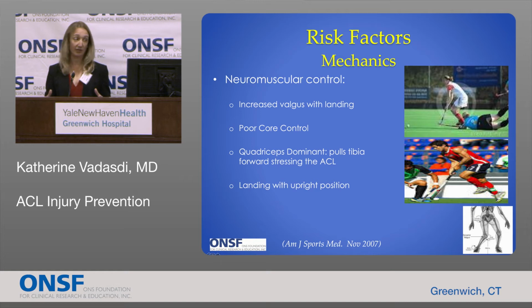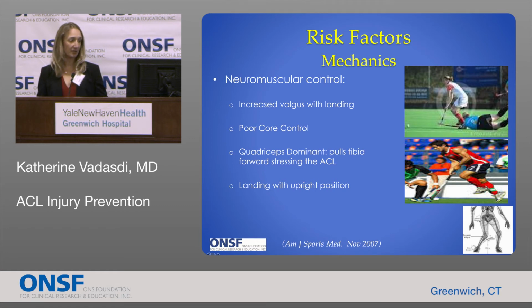So when we look at some of the programs that we focus on, it's neuromuscular control, and that's how we control our knee. We want to look at that. Some of the risk factors, again, are increased valgus. So when our athletes land and their knee goes knock-kneed, that's an increased risk. Another is poor core control, so their abdominals, their core muscles are not as strong. And another is being what's called quadricep dominant, which means that the quads are stronger than the hamstrings in general, and that puts the knee at risk, because it pulls the tibia, your shin bone, forward, and puts that ACL in a higher stress position.